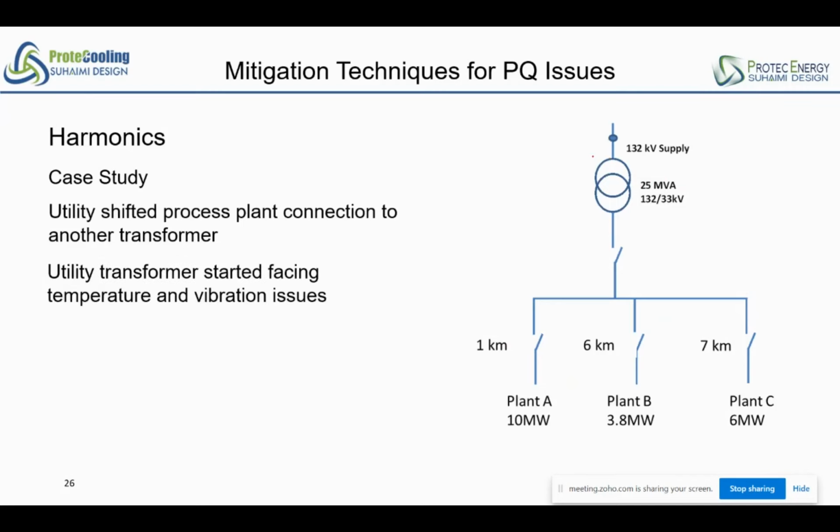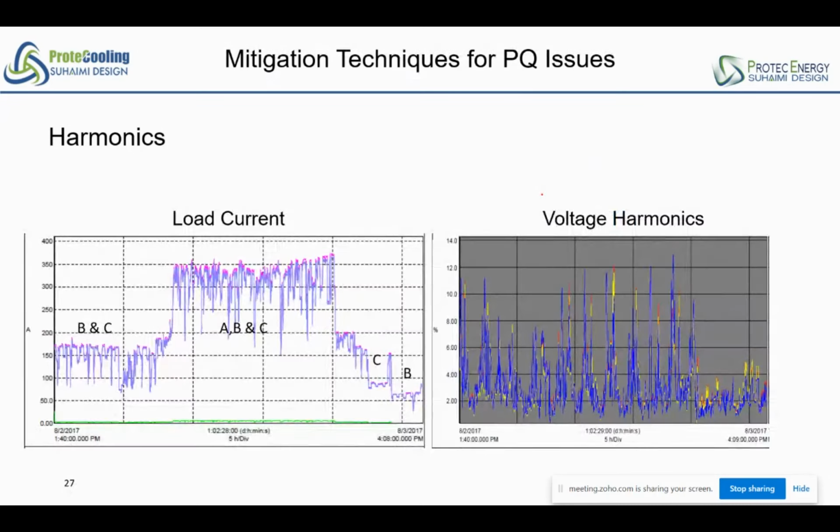This utility transformer also started facing issues, temperature and vibration issues. In the winters, when the ambient temperature was about 10-12 degrees Celsius, the transformer temperature was going in excess of 60 degrees Celsius. And it was vibrating. You could actually feel the vibrations when standing near the transformer. So they could not utilize more than 80% of the transformer capacity.